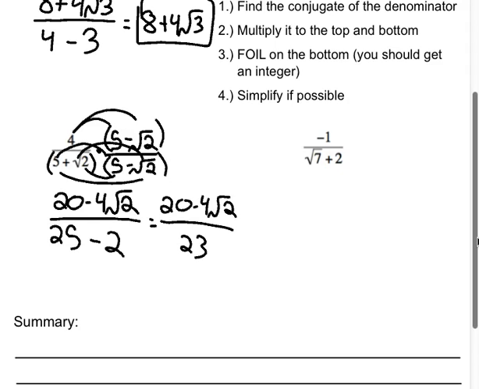So you look at that and you see, well, I've completed my goal. There's no more radical in the denominator, so that's going to mean that I am done. Okay, finished with that problem. Once the denominator has no more radicals, you've done your job.